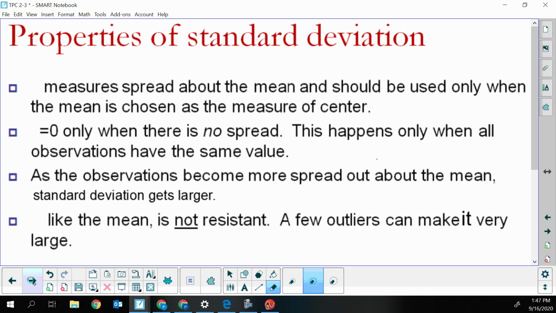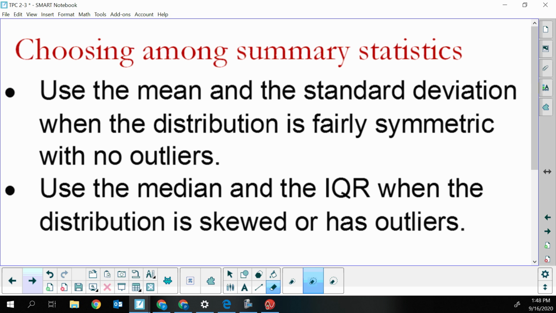So going to the top of page 24. The standard deviation should only be used if you're also using the mean as the center. So that would mean if there are no outliers. If there's no spread at all, then your standard deviation would be 0. And as standard deviation becomes larger, that means your data is more spread out. So a main summary from these slides: use the mean and the standard deviation when it's symmetric without outliers. Use the median and the interquartile range if it is skewed or has outliers.